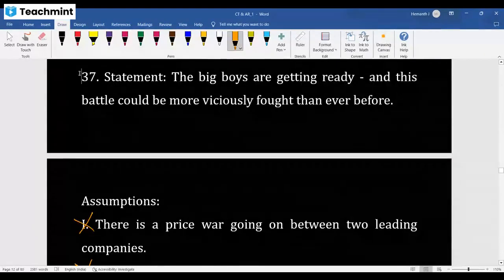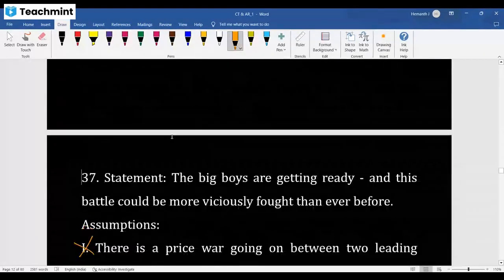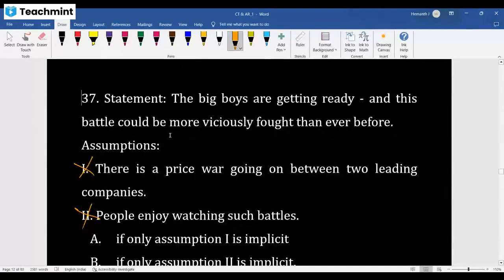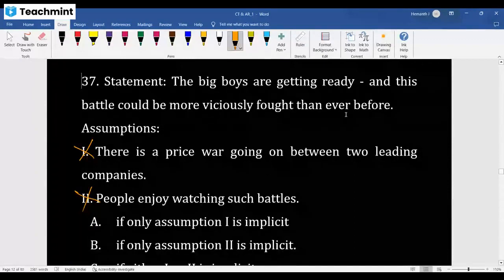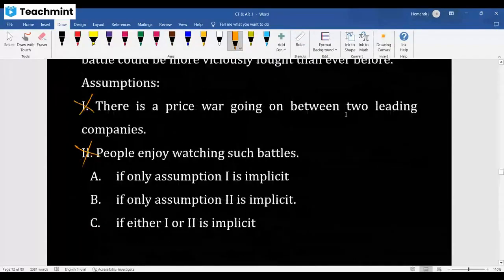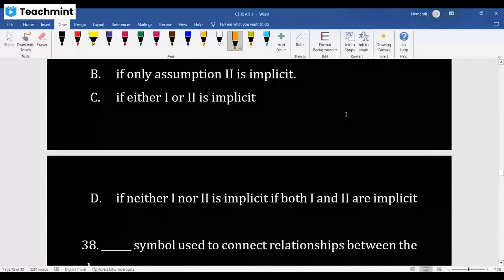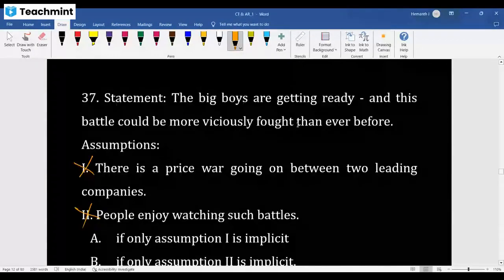See, this is the statement. The big boys are getting ready, and this battle could be more viciously fought than ever before. So here, both assumptions are not related to that. So neither one nor two. Both statements together are also not sufficient for the previous one. And in this question, the assumptions are not correct.